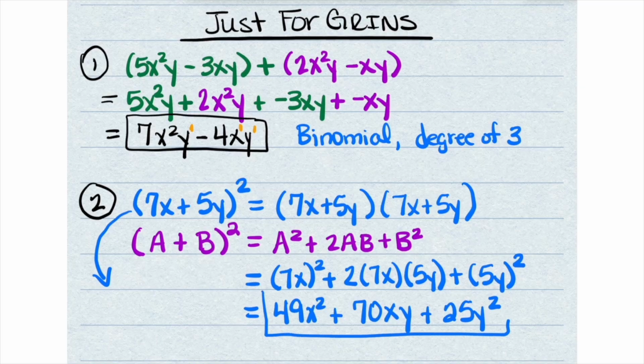This is a trinomial of degree 2. If you look, that's a 1, that's a 1, and this has a square. So it's of degree 2. Cool beans?